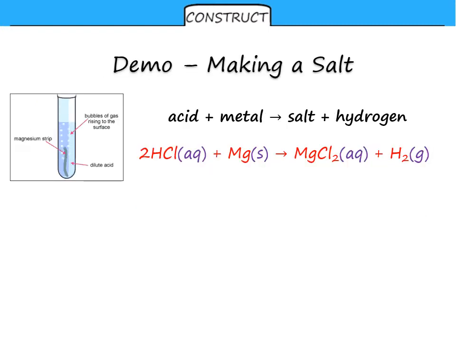So we could make a salt, and I would demonstrate this if we were at school in the chemistry lab. We can make a salt by adding a metal to an acid. So for example, here we use the metal magnesium.